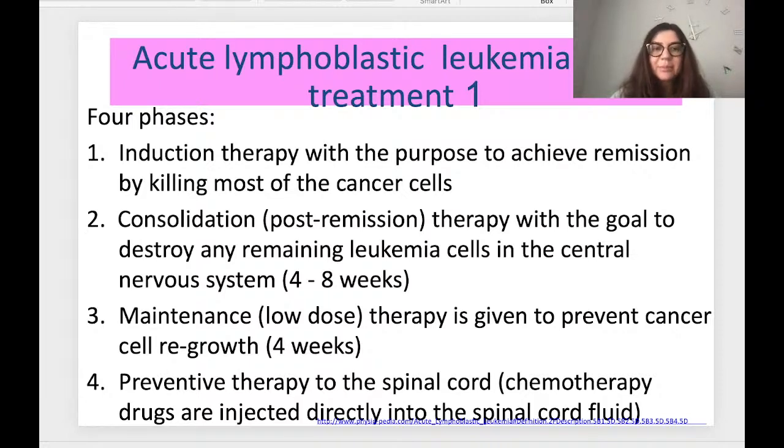The third phase is maintenance, in which low-dose therapy is given to prevent cancer cell regrowth. Usually we use it for 4 weeks, and here for acute lymphoblastic leukemia we have phase 4. It is preventive therapy to the spinal cord. Chemotherapy drugs are injected directly into the spinal cord fluid.